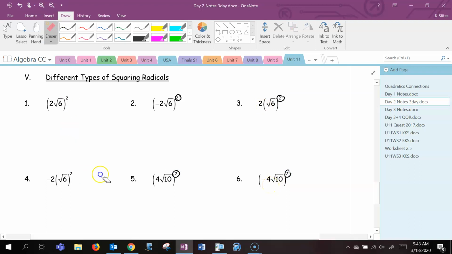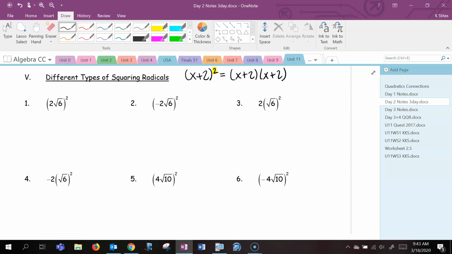Now, if you remember when we did FOIL, when you had something like this, and you had this squared, we duplicated it, right? Squared says, oh, write it twice. And then we would FOIL. Well, we're going to do the same thing here, okay? Except we're not foiling because there's no addition or subtraction. But when you see the squared, you're going to write it twice.